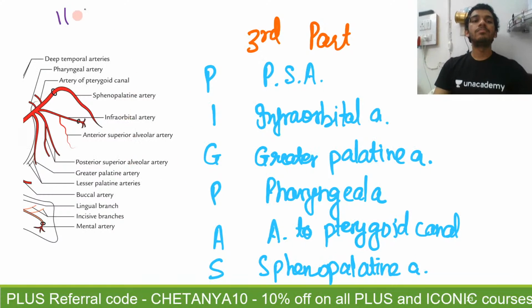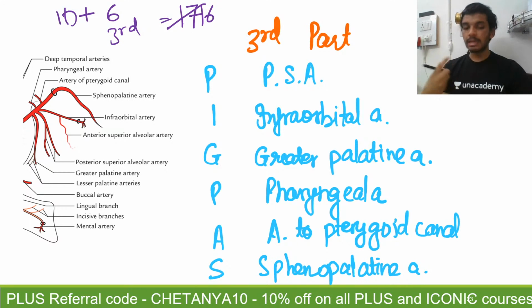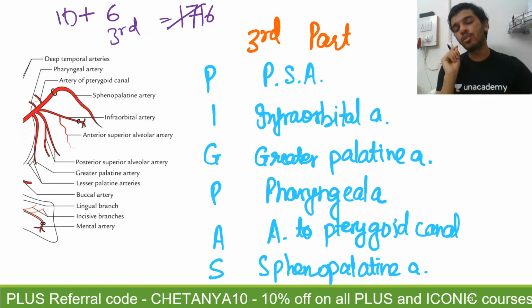So 11 plus, you'll have 1, 2, 3, 4, 5, 6 branches, right? From the third, you have around, like I said, 17 branches. If you consider the deep temporals as one branch, you'll have 16 branches, which is double the number of branches of the external carotid artery, right? Now the third part, it is a little difficult to remember its branches.